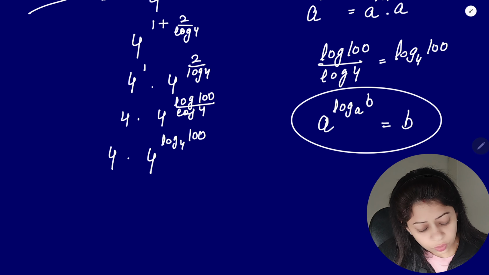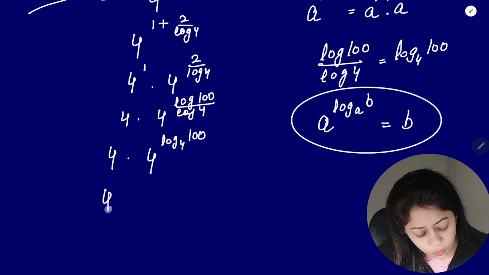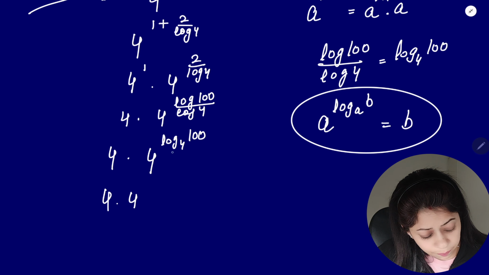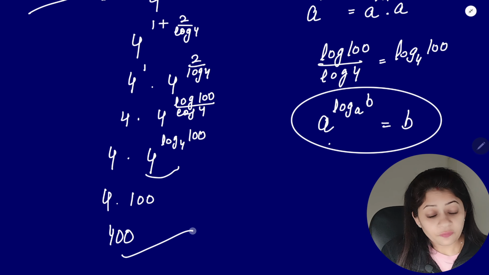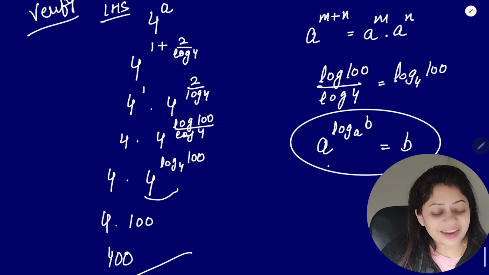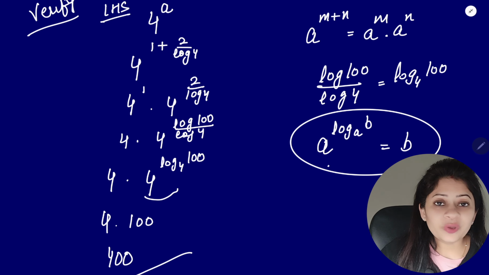Okay. So we get 4 times 4 raised to power log to the base 4 of 100, and according to this rule, this will become 100. So it is 400. This was our right hand side, right? So we got it. So I hope you understood this.